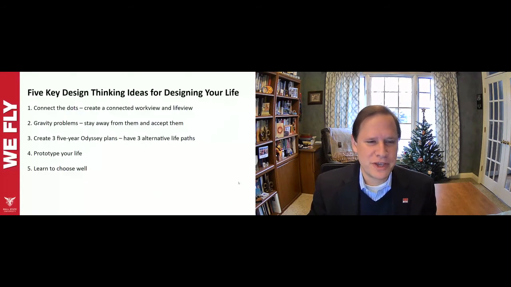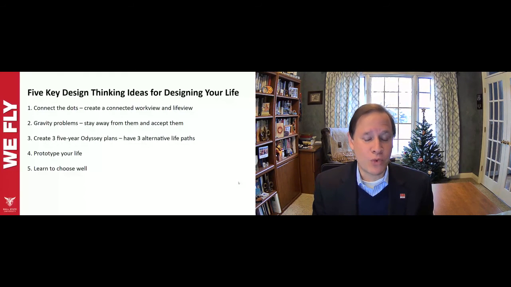The 5 principles that we have time to go through this morning are connecting the dots, for creating a connected work view and a life view. More on that in a bit. Avoiding gravity problems is the second. The third is creating 3 5-year Odyssey plans, getting into a practice of regularly having 3 totally different paths that you think you might want your life to go down. Then 4, prototyping your life, and then 5, learning to choose well.